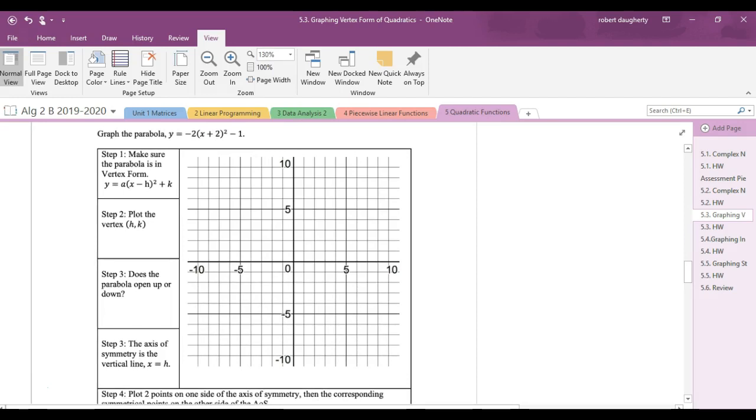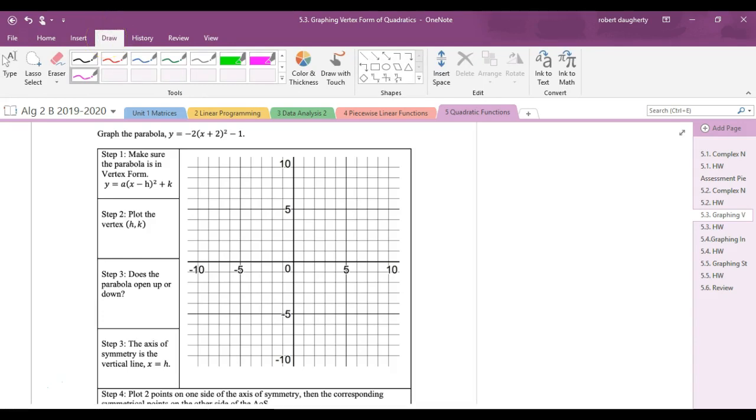Y is equal to negative 2 times (x plus 2) squared minus 1. What is the vertex of this parabola? Remember the formula is y equals a times (x minus h) squared plus k. The formula has a minus built in. This x plus 2 is x minus what number? x minus negative 2. So this vertex is negative 2, negative 1.